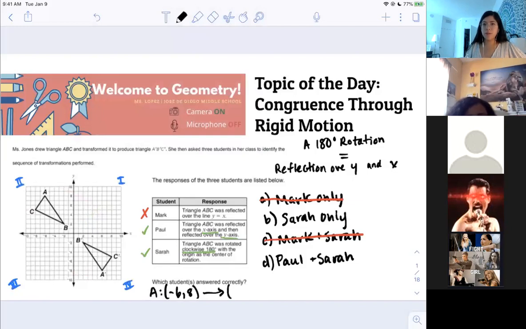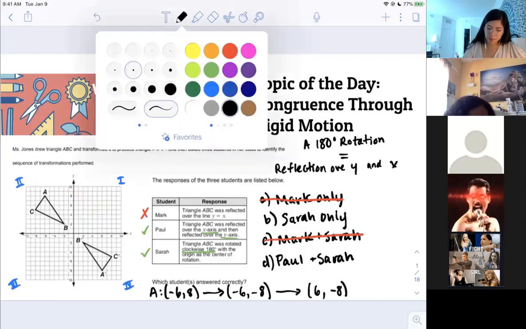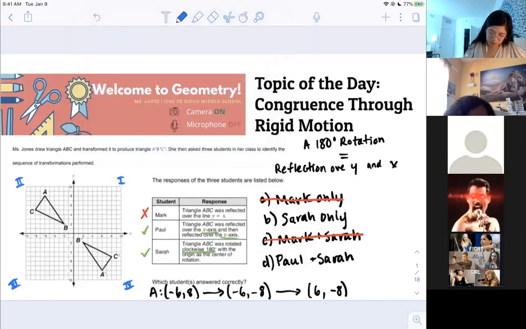Or even just the general rule. Who remembers for a reflection over the x-axis, what happens? The y becomes negative. Good. So this would become -6, -8. And then I would do a reflection over the y-axis. And what happens when I do that? The x becomes positive. So that would become 6, -8. And then you would check, is that where my final A ended up? Yes, it is. So you would know just by checking mathematically that it was in fact correct.